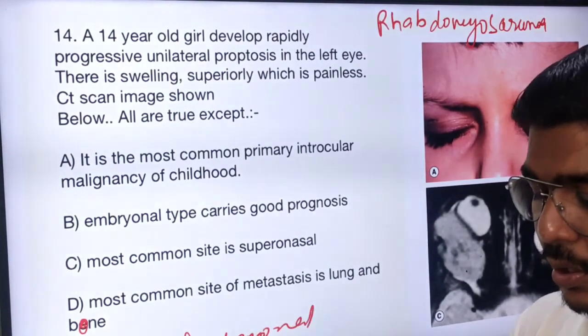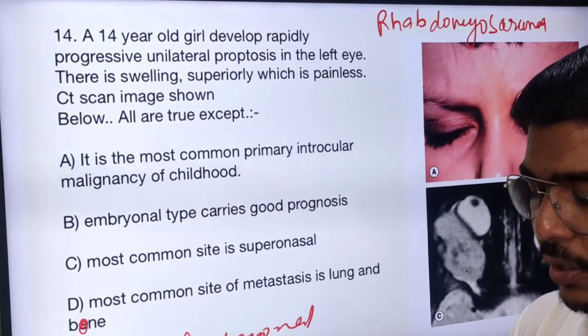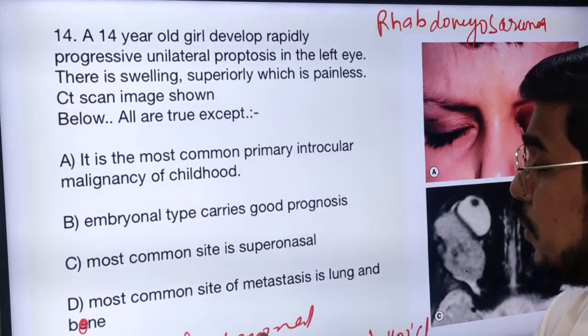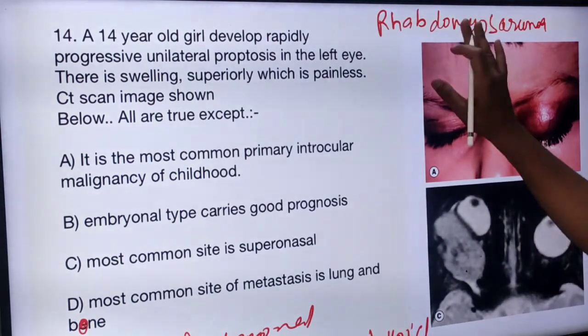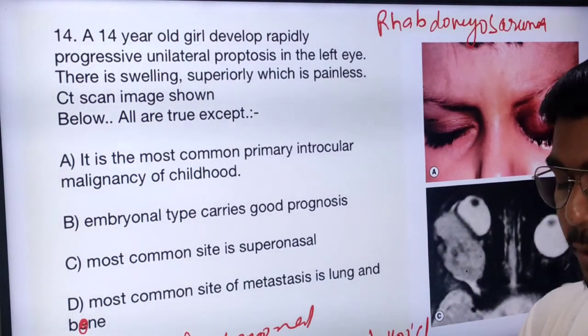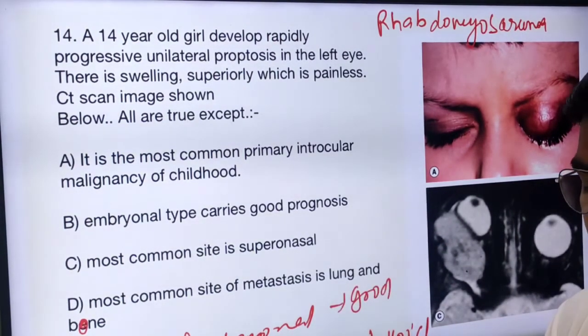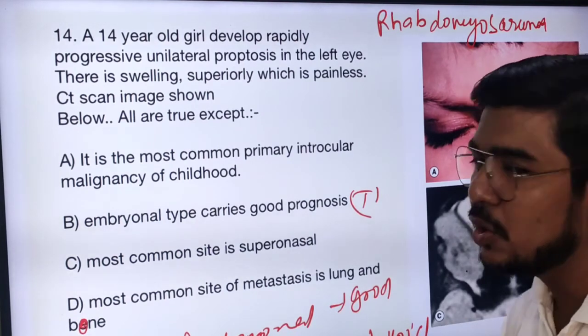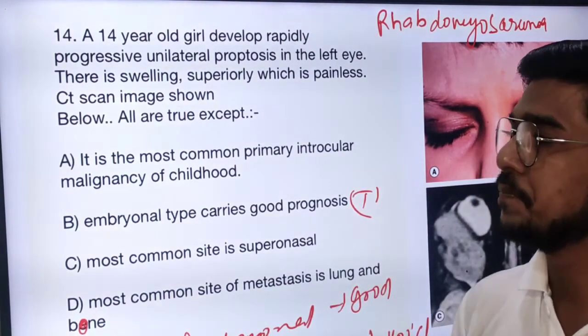Embryonal, alveolar and botryoid. These are three types of rhabdomyosarcoma. Embryonal, very good prognosis. So this is true. Alveolar, worse prognosis. Botryoid, intermediate.